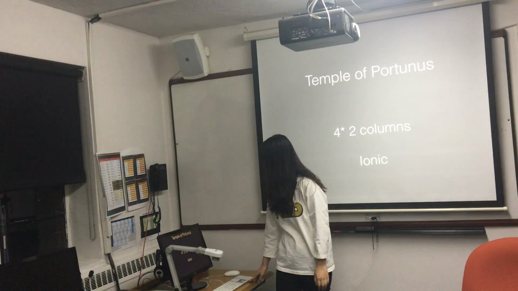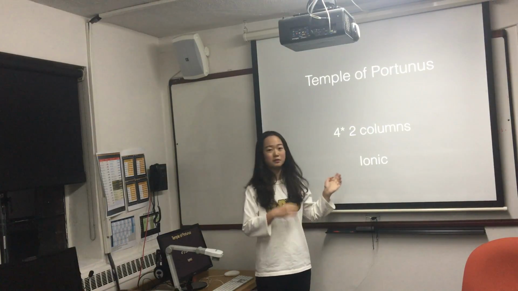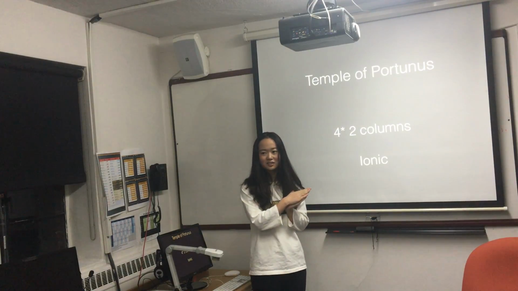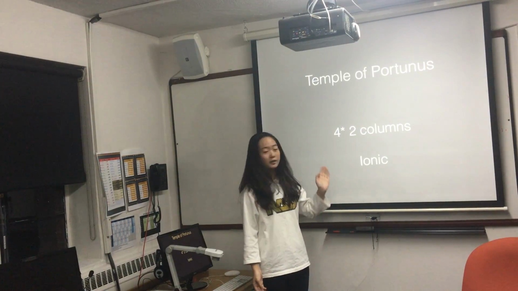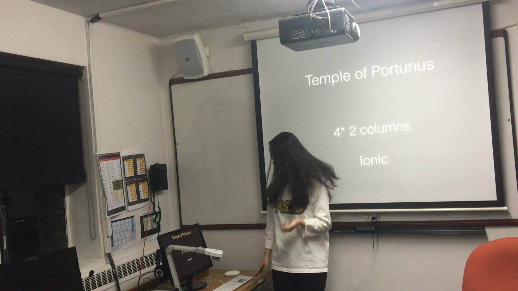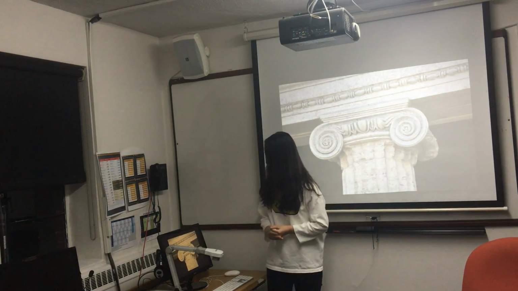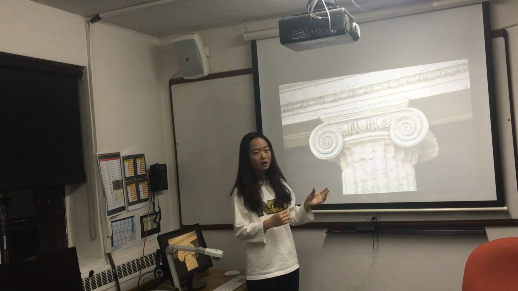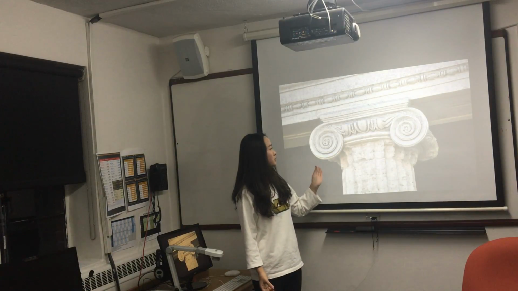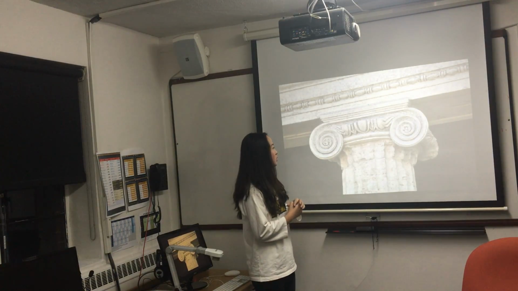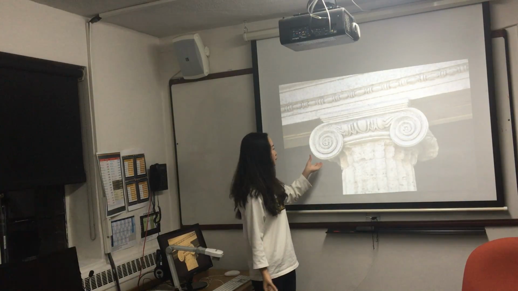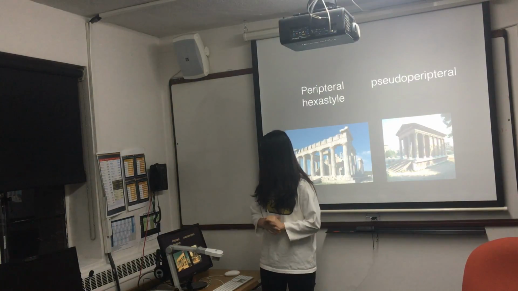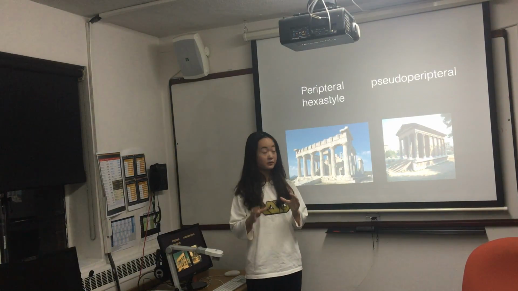And the temple of Protanas is different from the temple of Athena because it's an Ionic style. So there are four columns in the front and two on the sides. And this is a very typical picture of the Ionic temple. As you can see, it is more decorated, and there are a lot of ornaments on the capital. And the two temples are also of different styles.